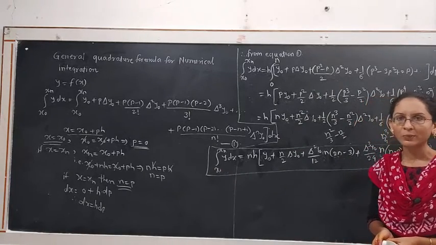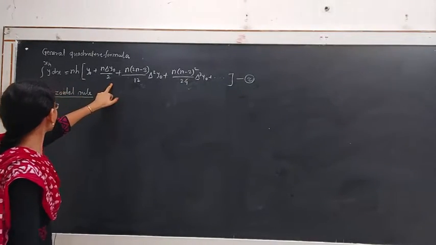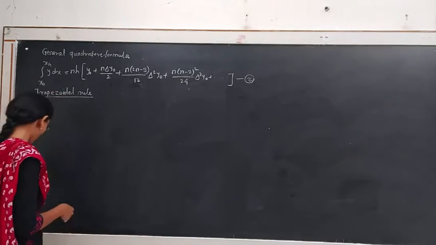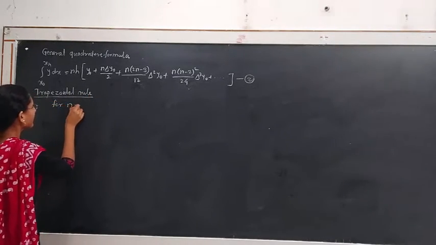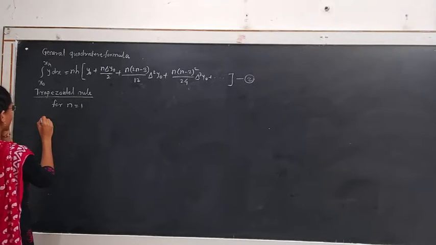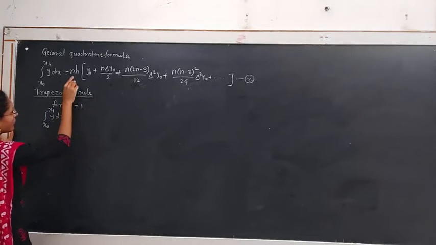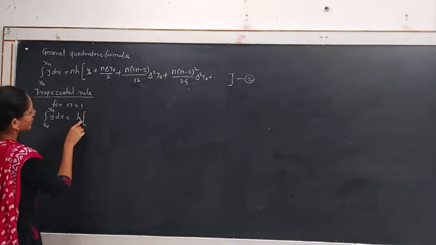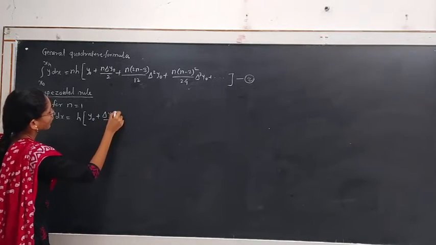Now we will see what is trapezoidal rule. This is the general quadrature formula what we have obtained. Now see the trapezoidal rule for numerical integration. If we put n is equal to 1 in this formula, for n equal to 1, what we get? Integration from x0 to x1 y dx is equal to, we are using n is equal to 1, hence this multiple is only h into y0 plus n value is 1 into del y0 upon 2.